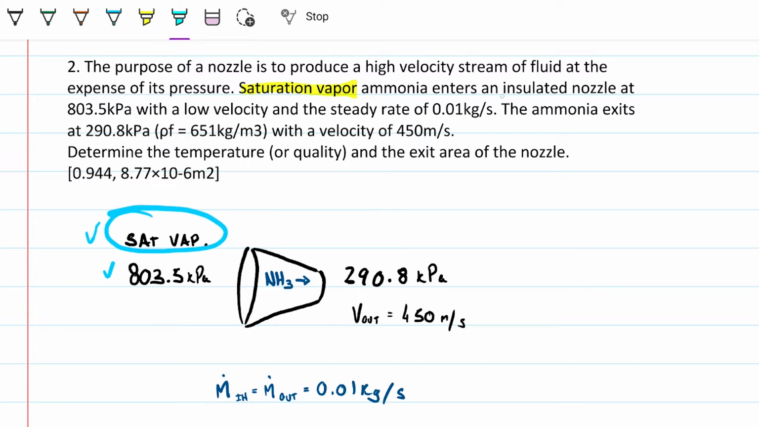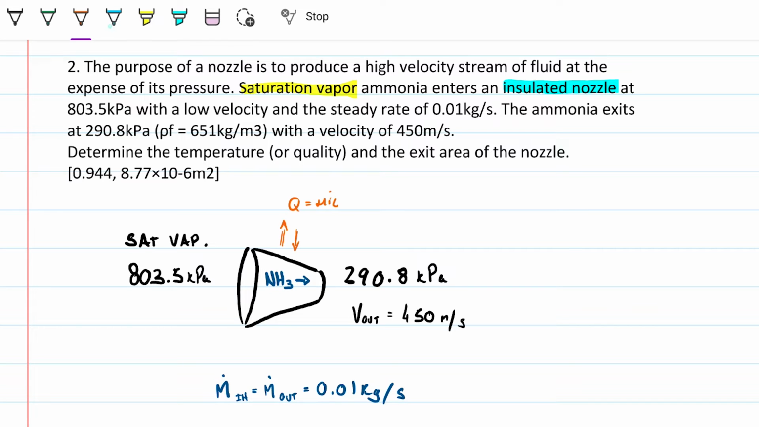Next up, this is an insulated nozzle. What does that mean? Well, if it's insulated, it means that heat cannot travel through the shell of this nozzle, and therefore the heat transfer is nil. So this process that happens inside, in which the energy is being converted into kinetic energy, takes place adiabatically. Okay, what else?